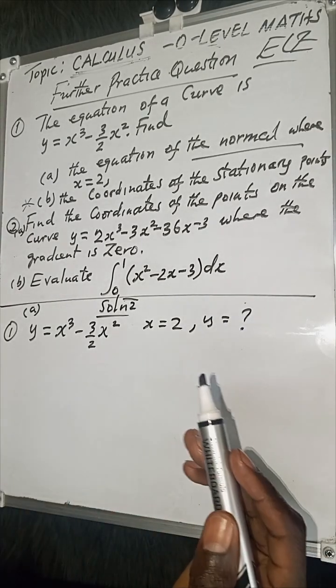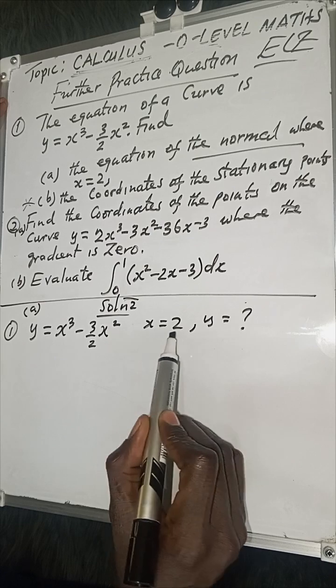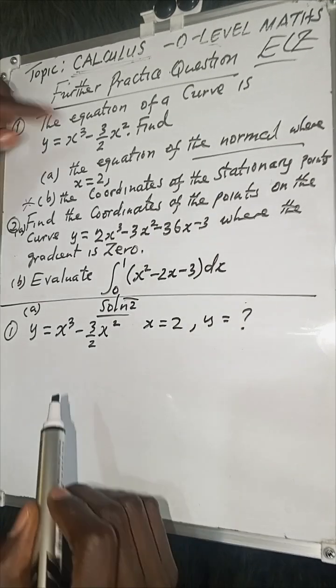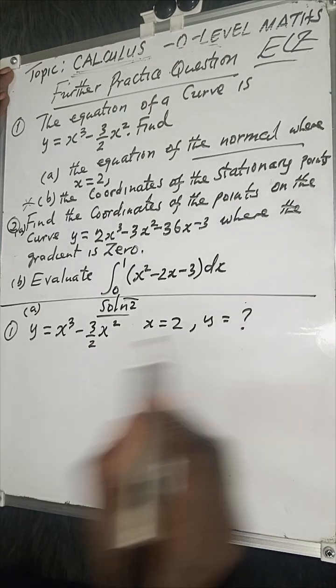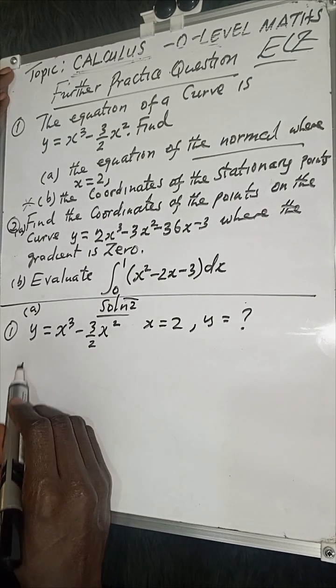That's what I told you. It's a good custom to know, first of all, if they have only given you 1 point, get to know the value of y, especially when you're finding the equation of the normal. Very important. So therefore, we are going to find y.